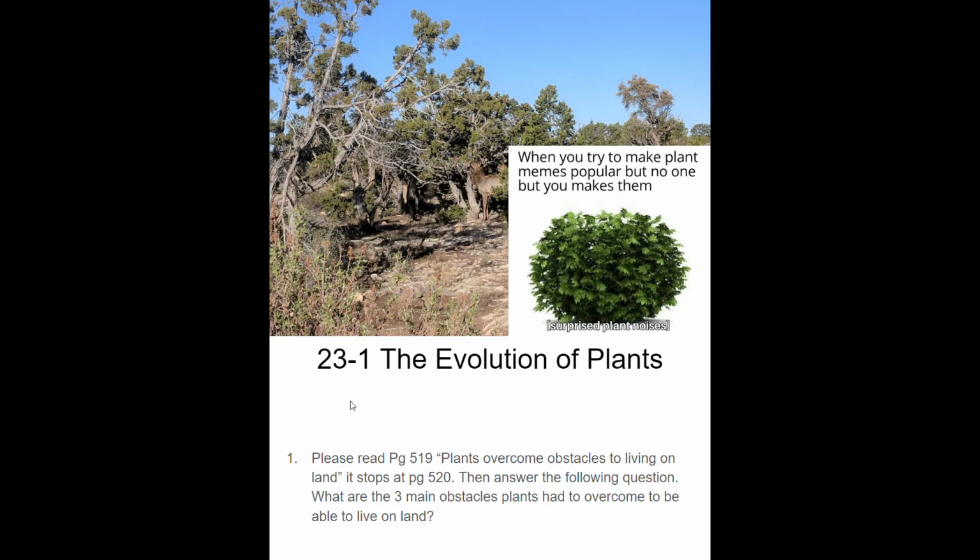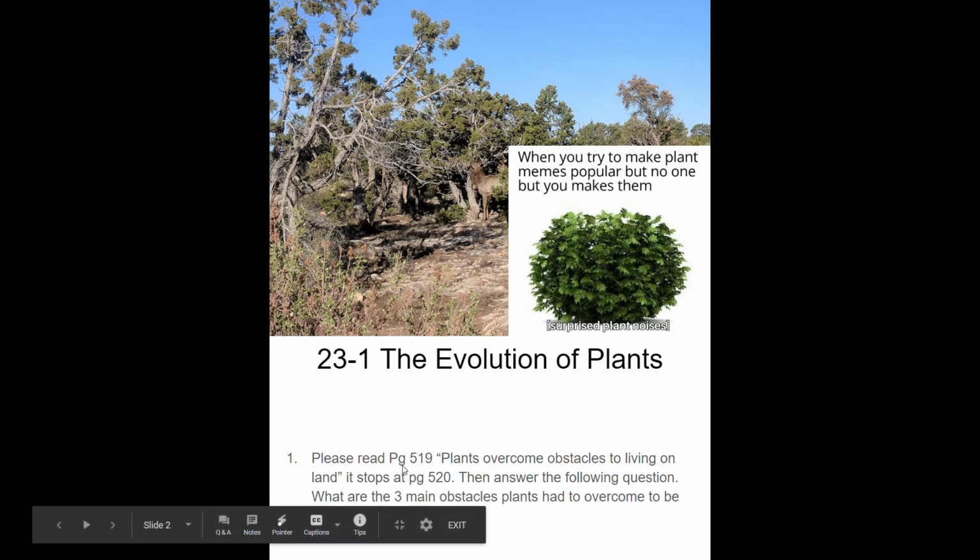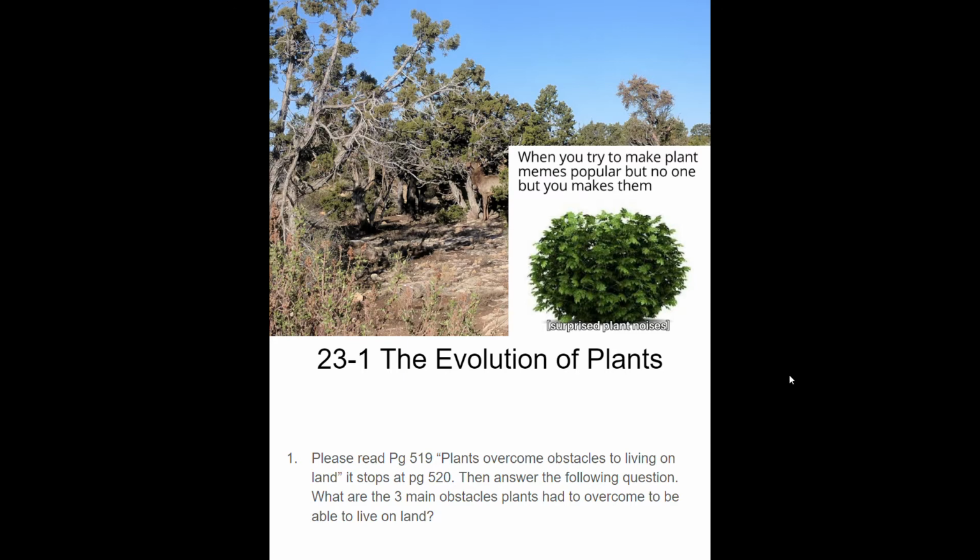So how I'd like you to start off, please start by reading page 519. This is question 1, by the way. Read page 519, plants overcome obstacles to living on land. It stops at page 520. It's just a 2-paragraph section. Then answer this question: what are the 3 main obstacles plants had to overcome to be able to live on land? So you're just listing those 3 obstacles, and they are in those 2 paragraphs. So please pause now and do that.